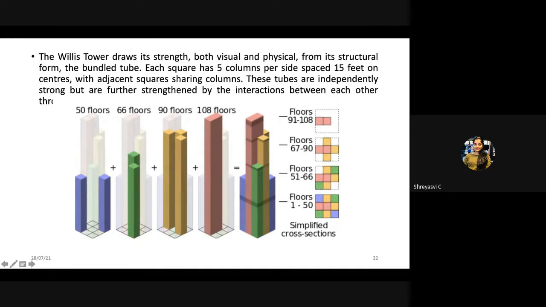Then after we reach about the 67th story, the stiffness demand is reduced even further. That is when we cut down even the green units and just keep yellow and red. And after the 90th floor, the stiffness demand is reduced a lot, so we just keep the central core.